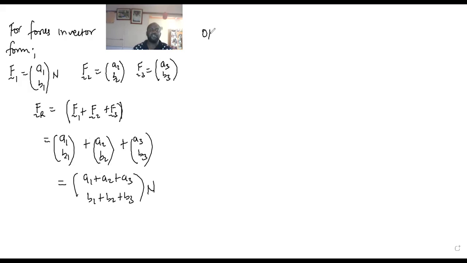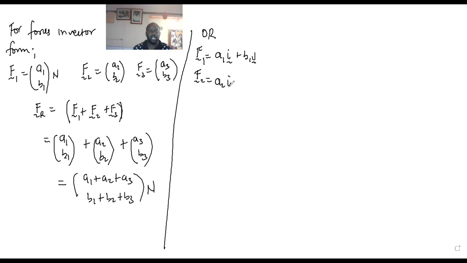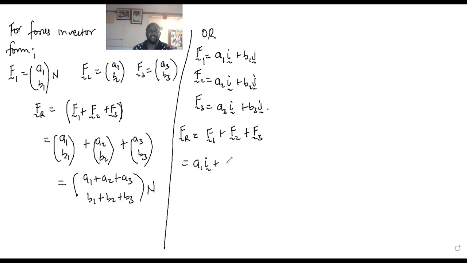Or sometimes the question is brought in a different way. They can say force F1 is in terms of I and J. Then force F1 is A1 I plus B1 J. Then force F2 is equal to A2 I plus B2 J. Then force F3 is equal to A3 I plus B3 J. In this sense, still, to get their resultant vector force, we shall get the vector F1 plus the vector force F2 plus the vector force F3. And when you add, you will realize A1 I plus B1 J plus A2 I plus B2 J plus A3 I plus B3 J.